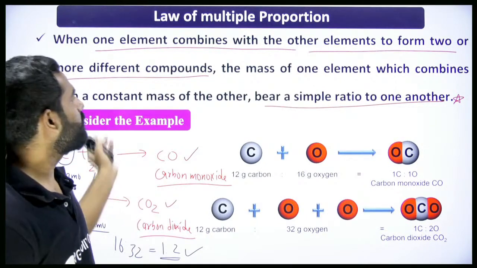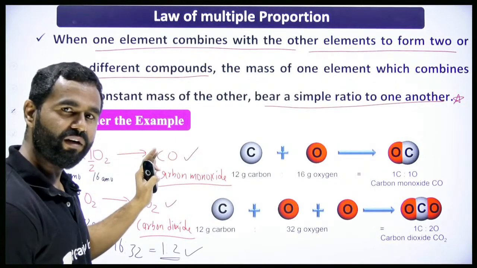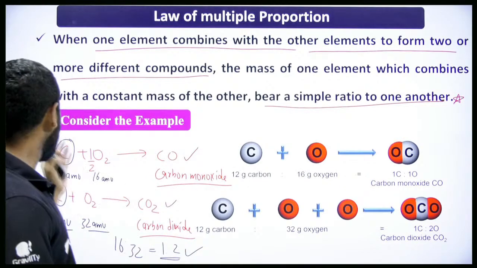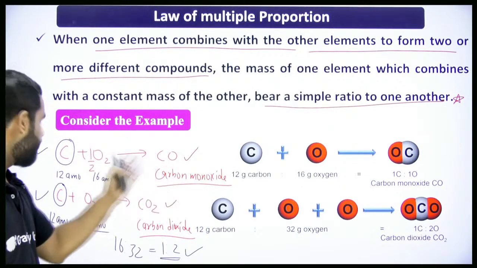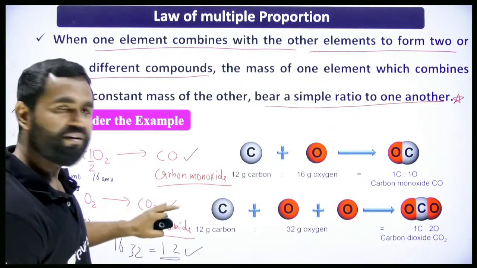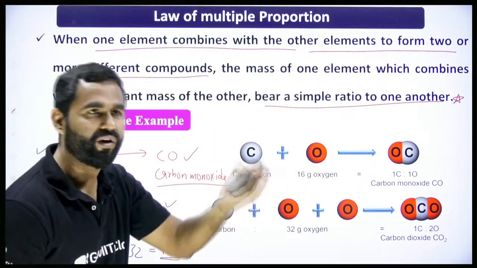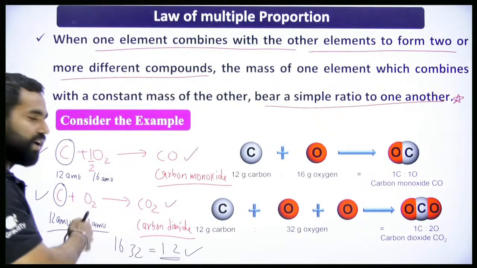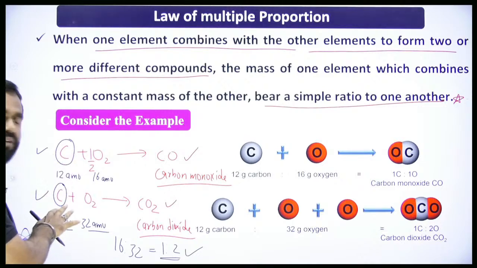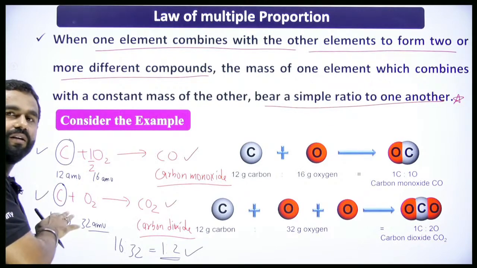I'll repeat this law again. The law says when one element combines with other element to give two or more than two different products. Like here, carbon reacted with oxygen to give carbon monoxide. Carbon reacted with oxygen to give me carbon dioxide, right? Then the mass of one element which combines with the fixed mass or constant mass of other element. Like here, the oxygen is combining with 12 AMU here, 12 AMU here. Means oxygen is combining in both the reactions with same mass of carbon, right?